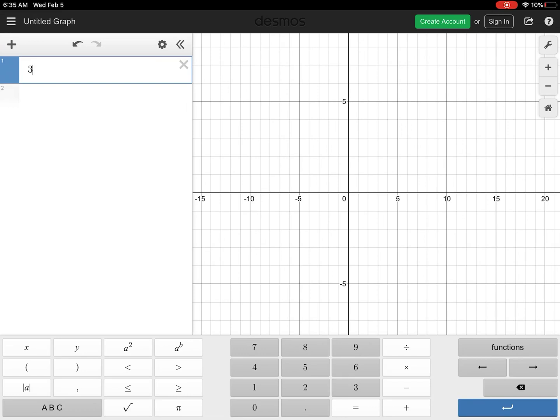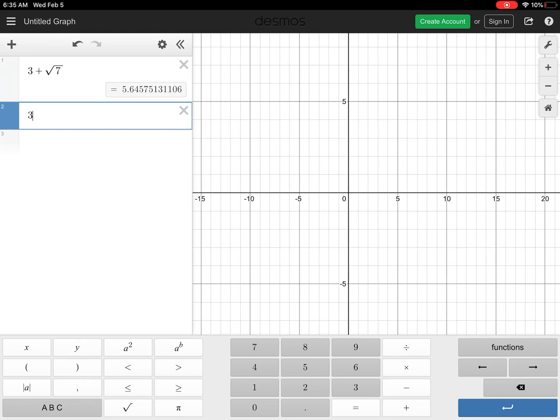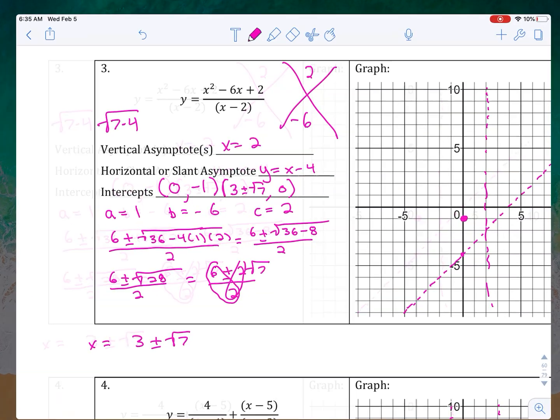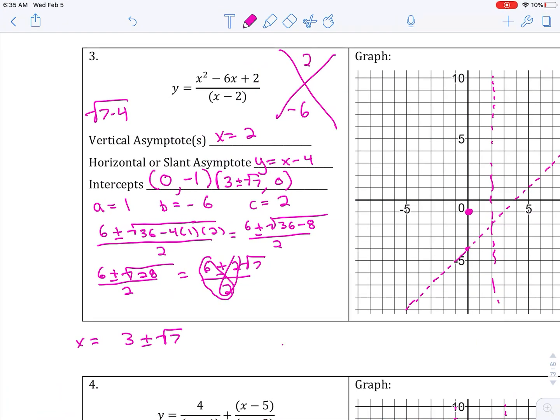So I would have 3 plus the square root of 7, and 3 minus the square root of 7. So it gives me 5.65 and 0.35. So another acceptable answer would have been 5.65, 0, and 0.35, 0.